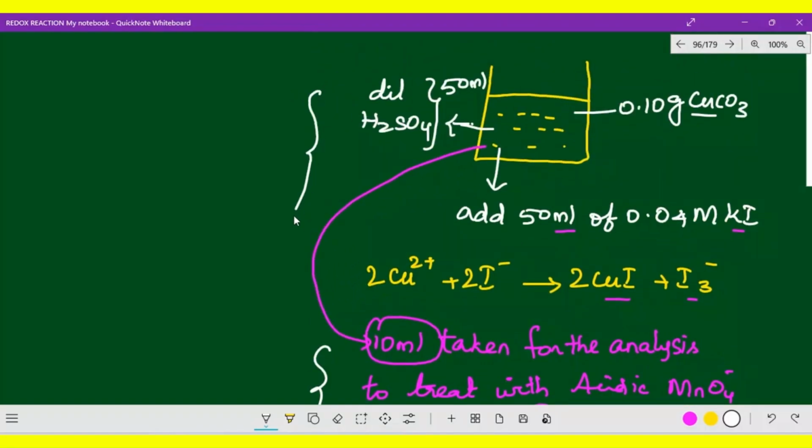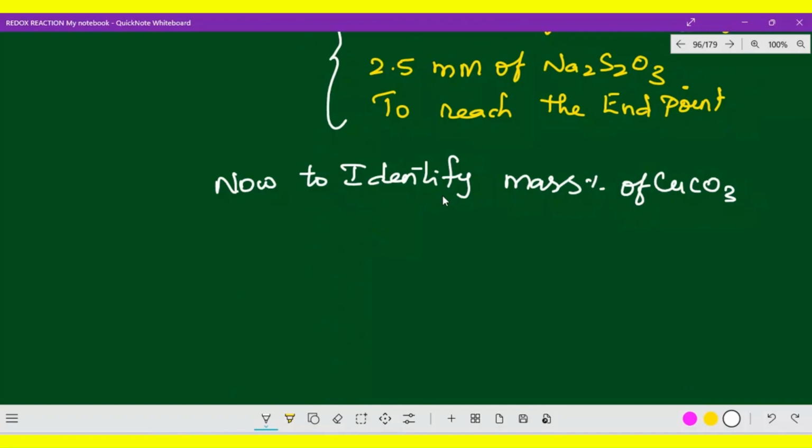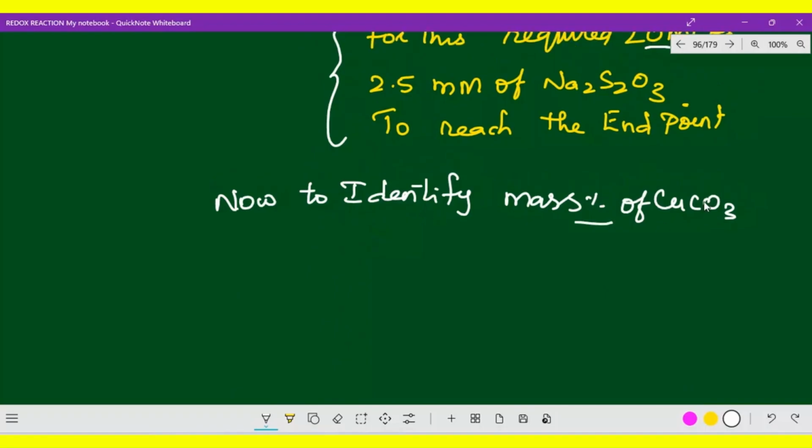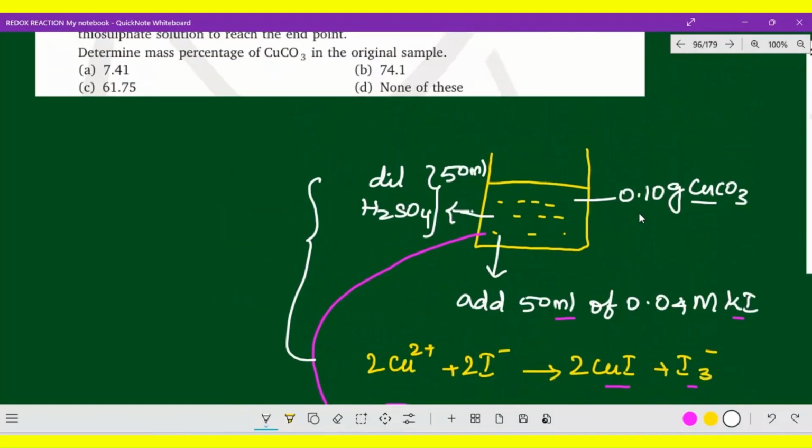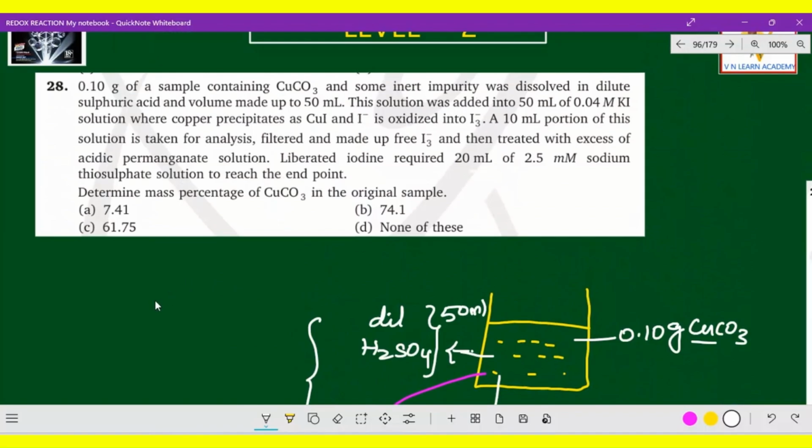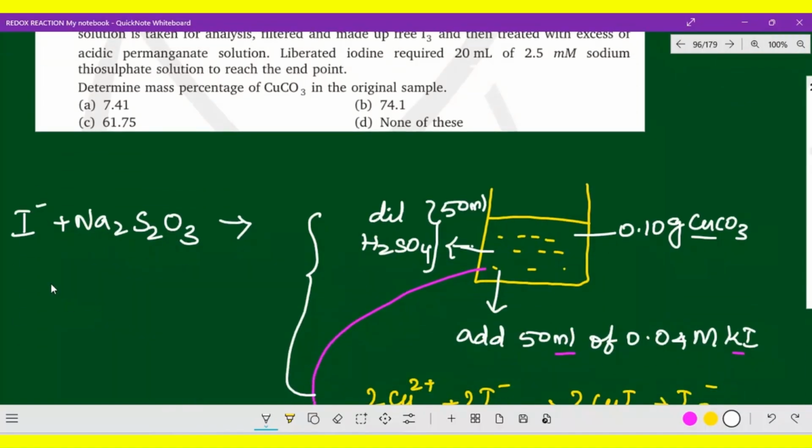I hope you got that idea about what the points are here and how to analyze that question. Now finally, we have to identify the mass percentage of copper carbonate, right? See, this is like going around the neck, but yes, come on, let us check. So first and foremost, I minus plus Na2S2O3 gives actually Na2S4O6 plus NaI, potassium iodide we are getting, right?